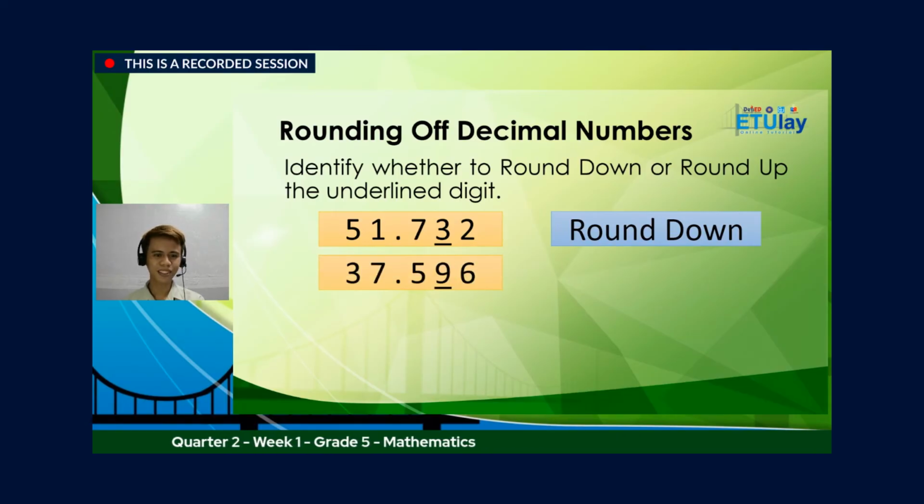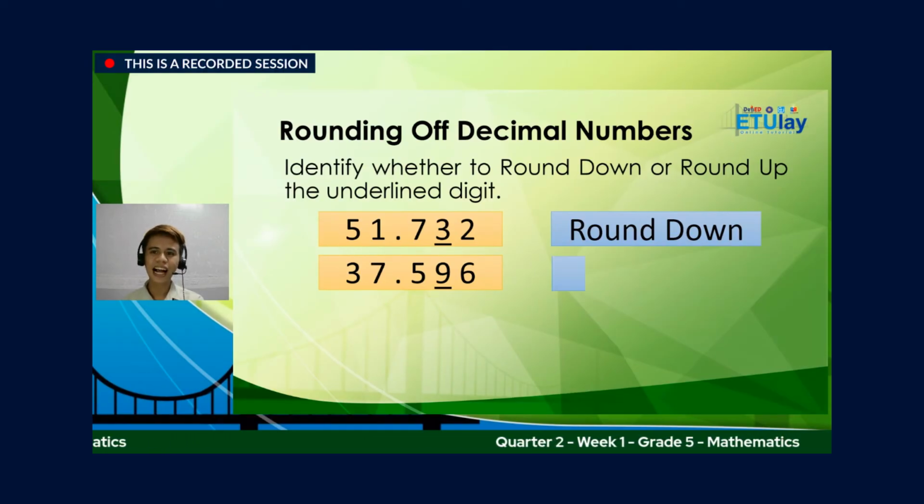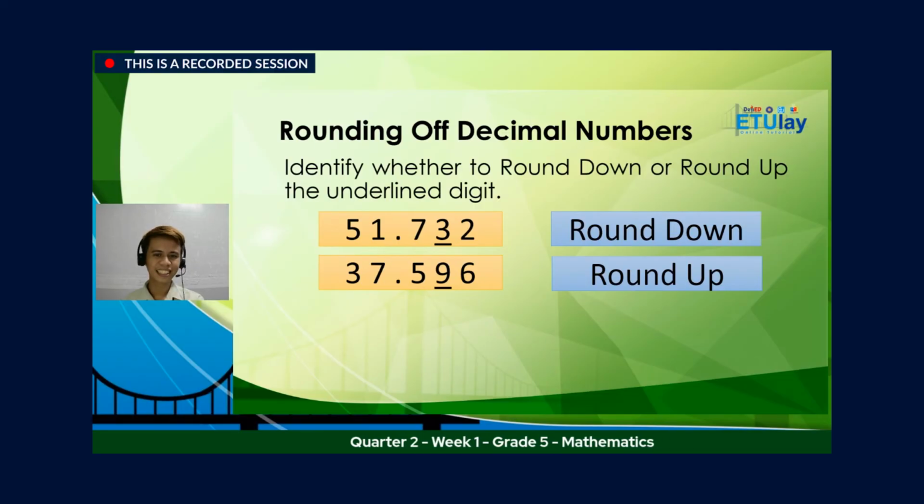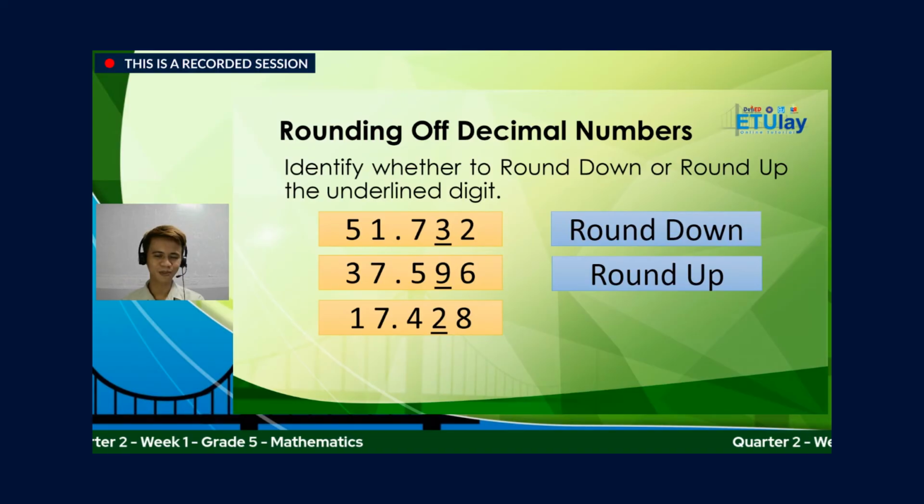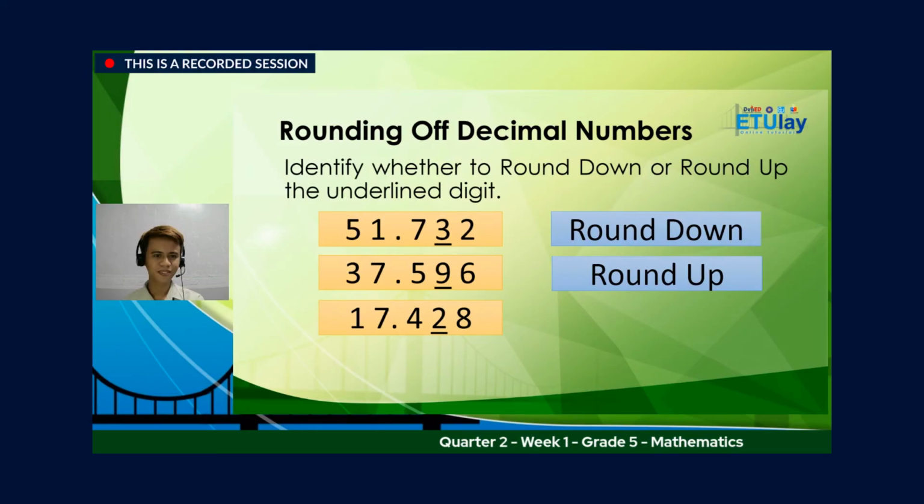Next example, 37 and 596 thousandths. Underlying digit is 9. At ang katabi niya ay 6. Are we going to round down or round up? And yes, the answer is up. Very good. Next example, 17 and 428 thousandths. Are we going to round down or round up? Since ang katabi ni 2 ay 8, we are going to round up.